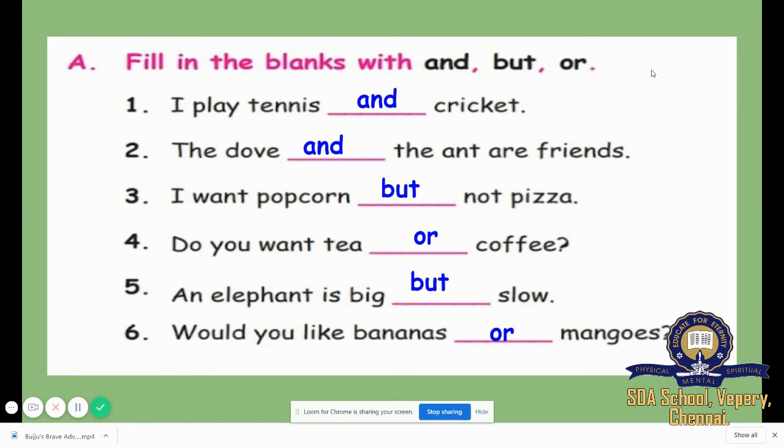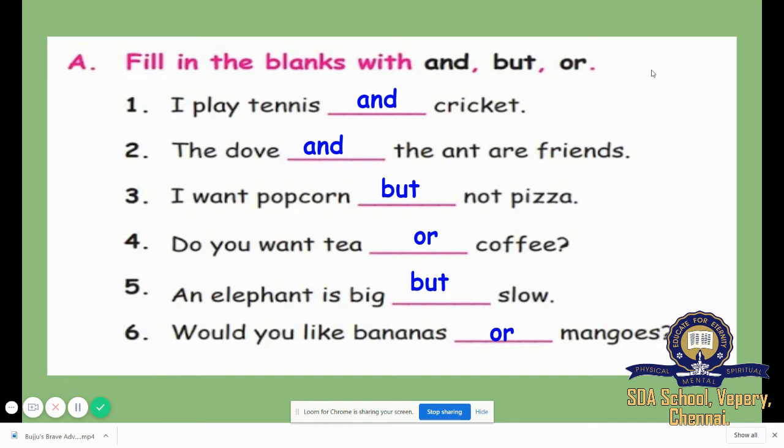I play tennis dash cricket. Why are we using and? Because tennis and cricket are similar words. So to join similar words, we need to add and. Next, the dove and the ant are friends. Again, the dove and the ant are similar, isn't it, children? Yes. So that's why we add the conjunction and.